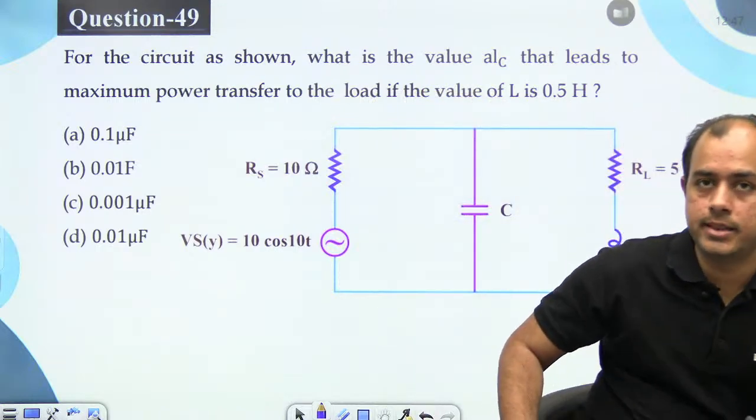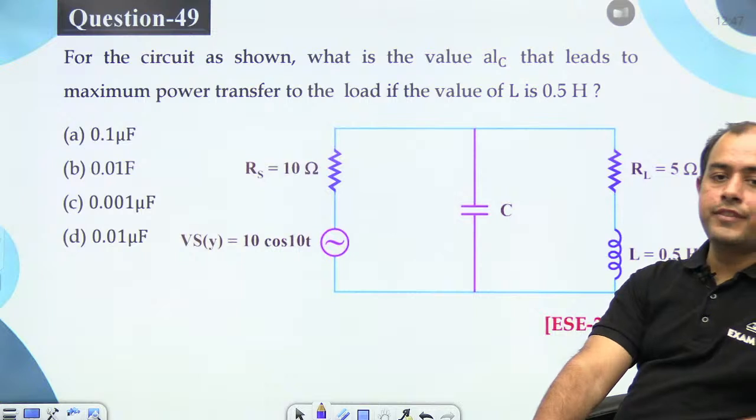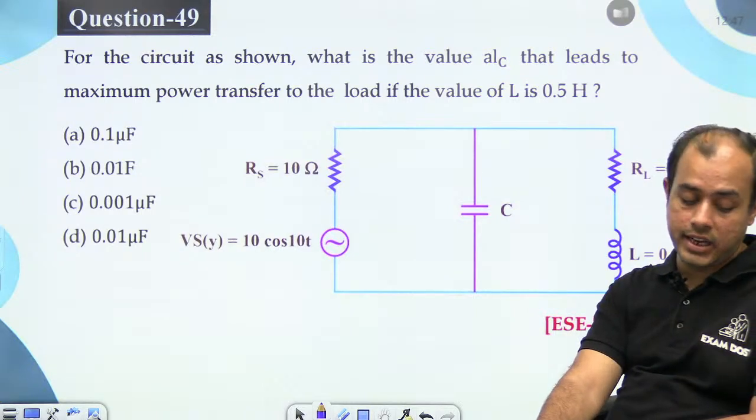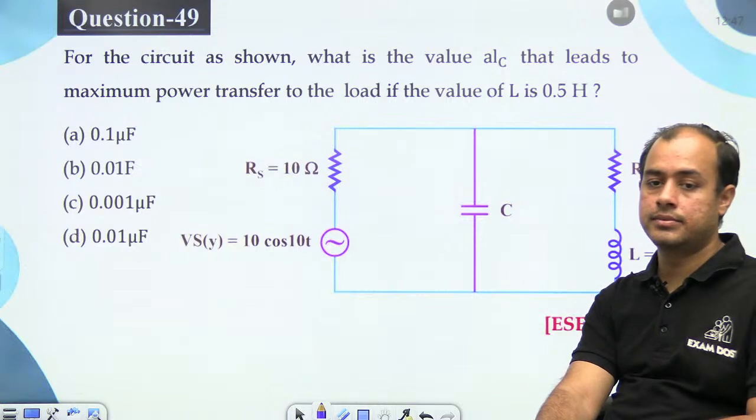ESE 2018 problem. L is 0.5, R is 5. We need the value of C that causes maximum power transfer.